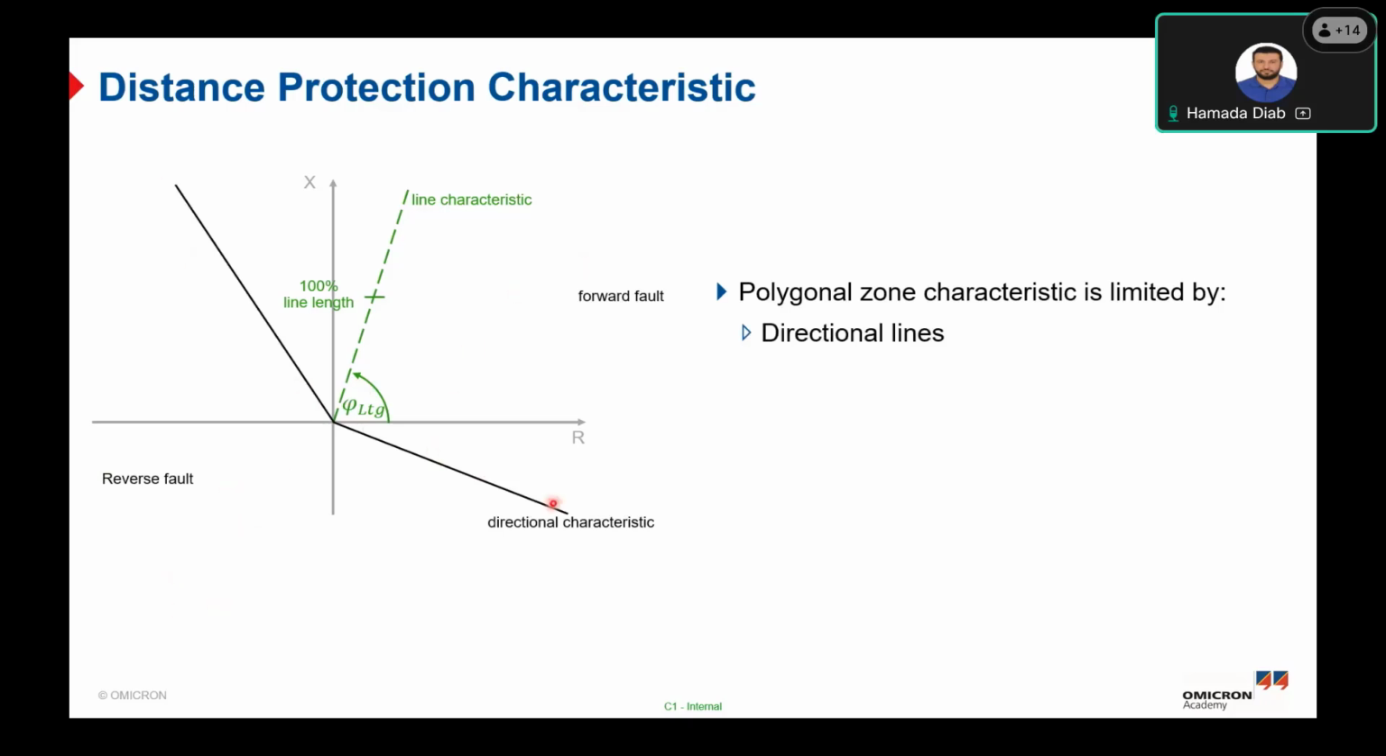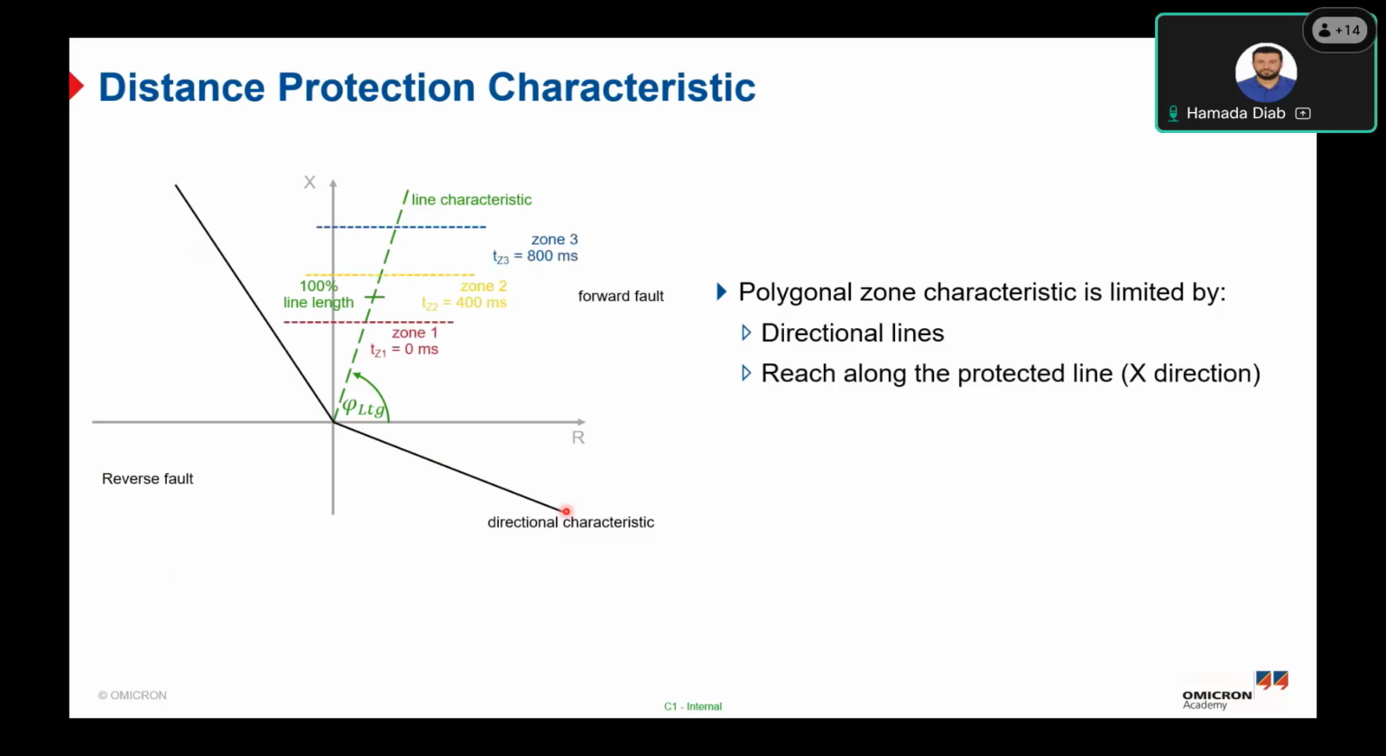Okay, so the directional lines can also be limited by the reach along the protected line. So here you should have Z1 protecting 85% of the line with a trip time instantaneously equal to 0 milliseconds. Then we have Z2, which can cover 120%, for example, of the line length with a time delay equal to 400 milliseconds. And Z3 can cover 200% of the line length with a time delay equal to 800 milliseconds.